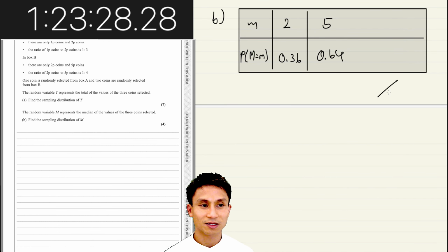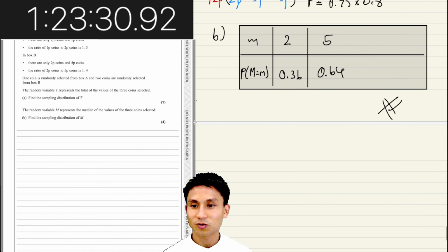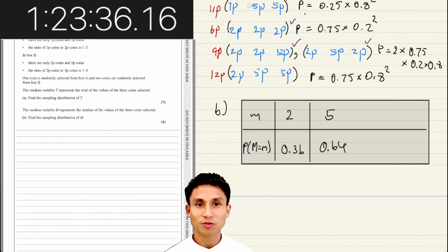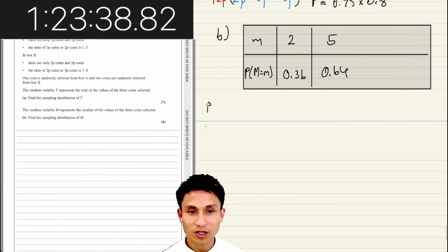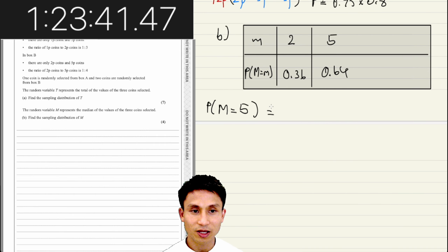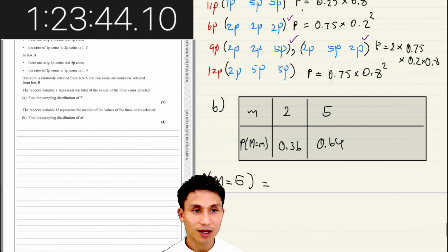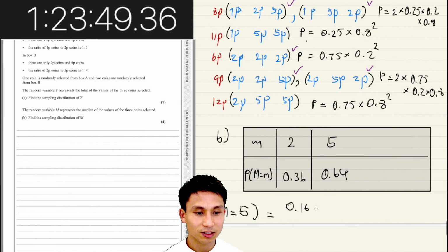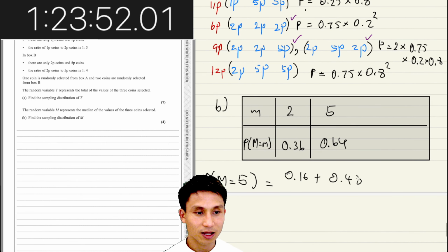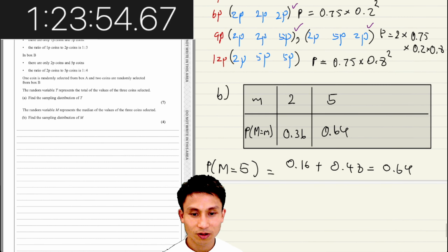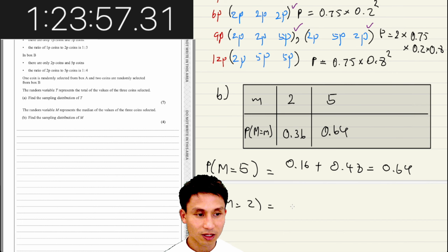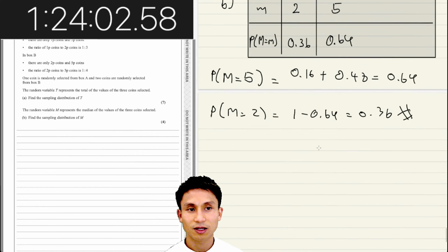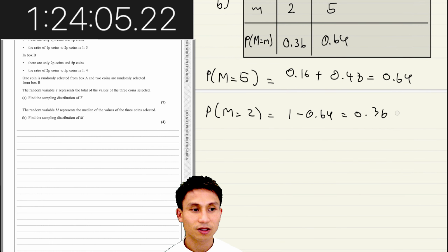Okay, so that's it. All right. Oh, but it's 4 marks. So I probably have to write something, guys, to show my methods. So P of M equals 5 would be, I'm just going to say from the 11 pence case, 0.16 plus 0.48 being equal to 0.64. So P of M equals 2 would be 1 minus 0.64 equals 0.36. All right. And that's my table right there to be the sampling distribution.